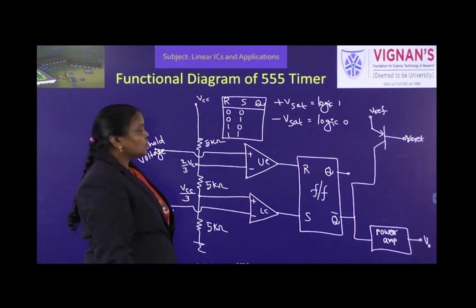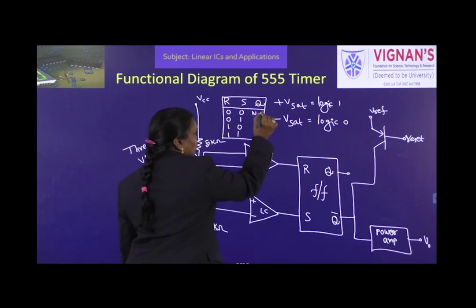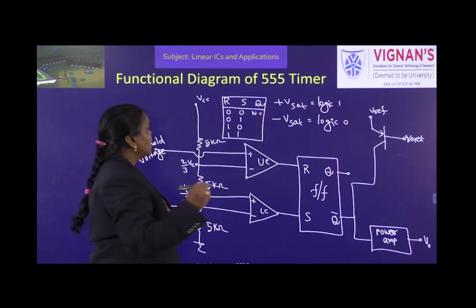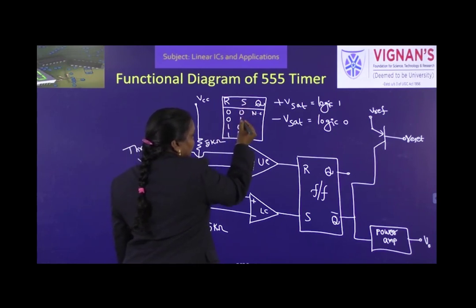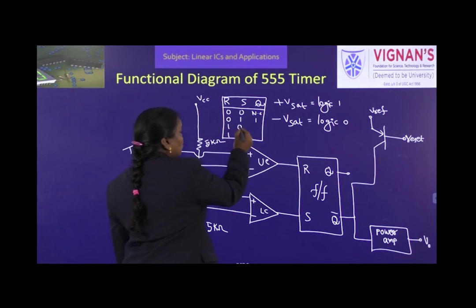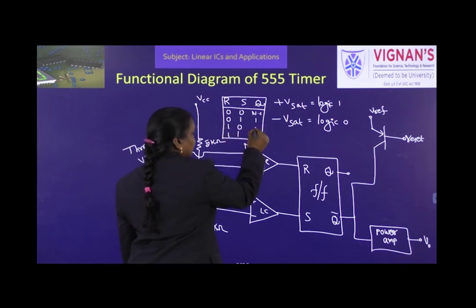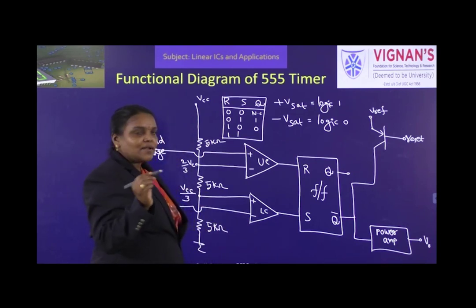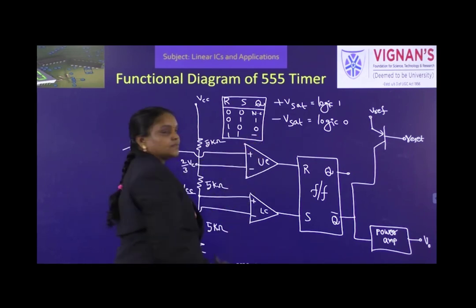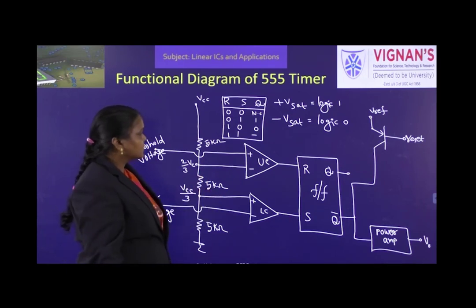Right? So 0, 0 means there is no change. Whatever the previous output was, the same output will continue. 0, 1 means S is 1, so it sets, that is Q becomes 1. 1, 0 means R is 1, so it resets, that means the output is 0. And 1, 1 is not defined. Okay. So no such case appears.